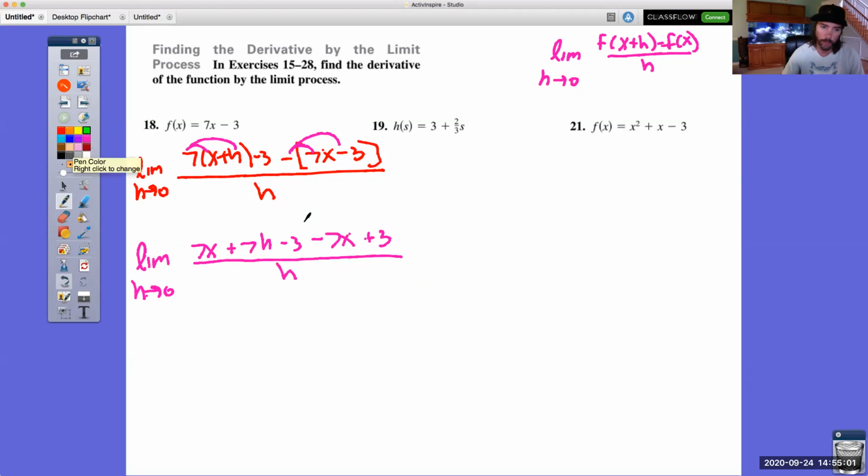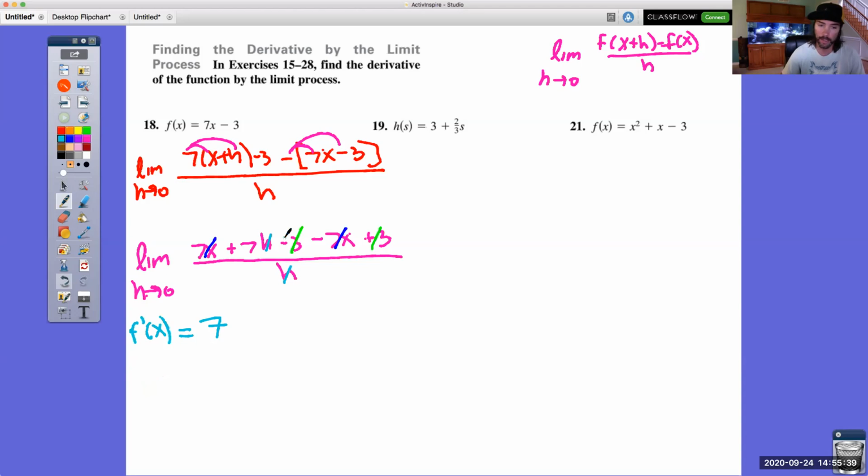Still cleaning up the numerator, but look, negative 3 plus 3 goes away. 7x minus 7x goes away. And while I'm at it, I'm left with h over h that can now go away. Technically, that should be 2 steps, but I've already gotten rid of the other steps. You can't get rid of that h until you get rid of all the other stuff, which I did. So I'm left with a single answer. The limit is 7. That means the derivative is 7. That means f prime of x equals 7.